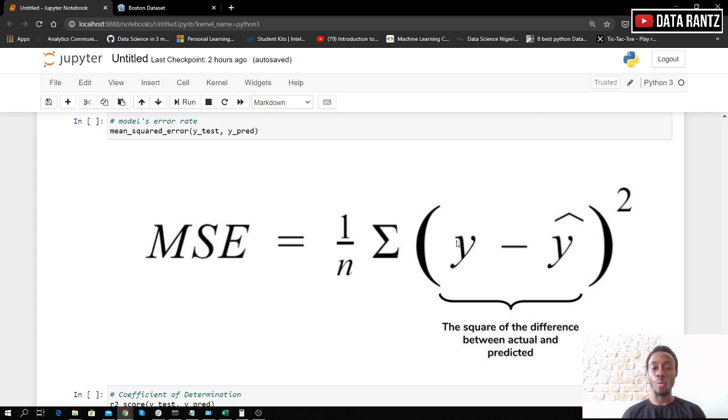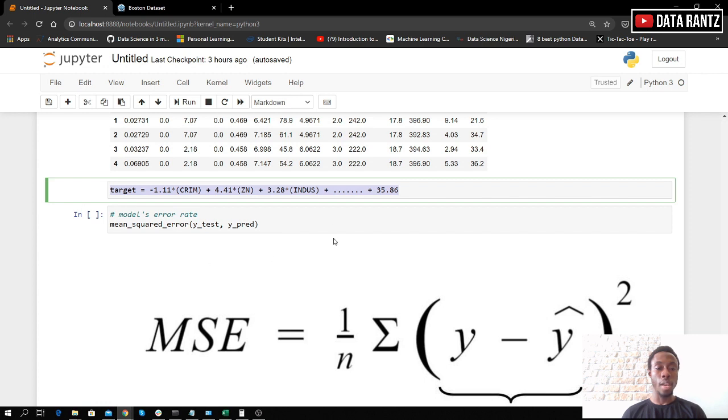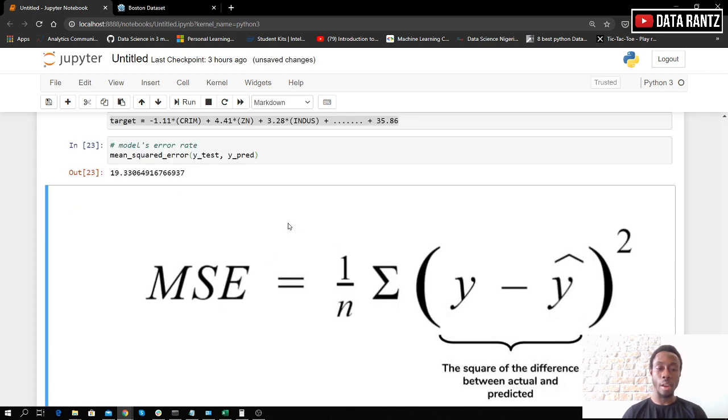This is our y test minus our y predict, and then we get the square of that and then divide it by the total number of data set that we have. So let's check our mean squared error.